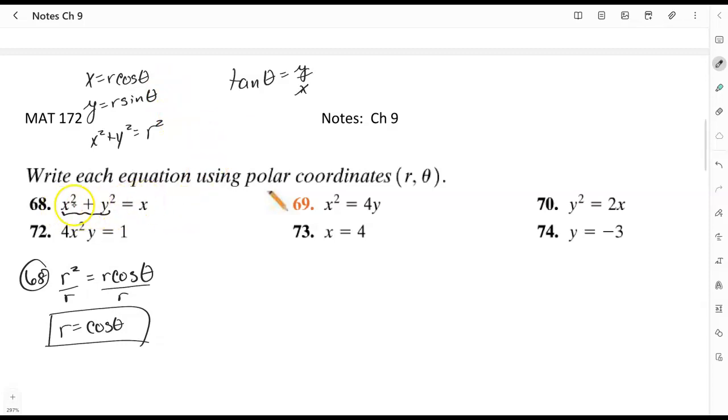Now, if we were to graph this in rectangular form, and then we were to graph this in polar form, we're going to see those equations' graphs are going to be identical.